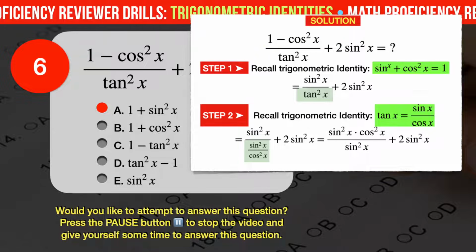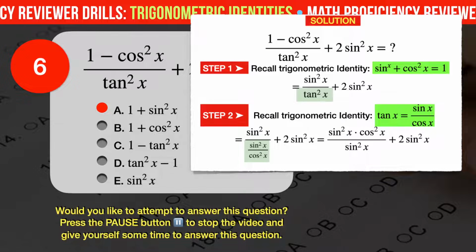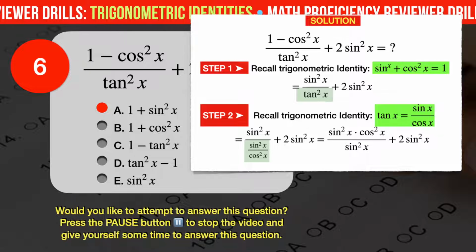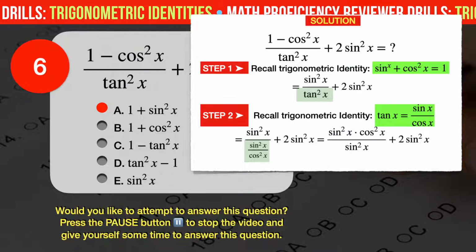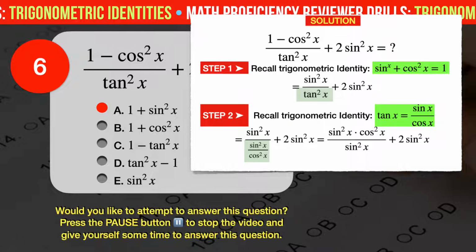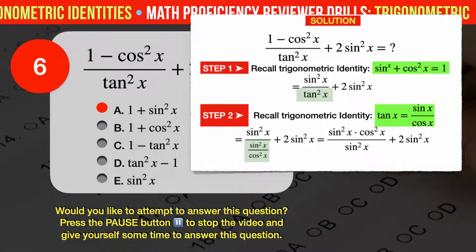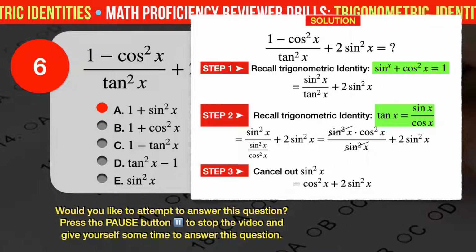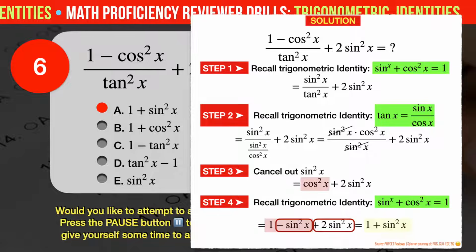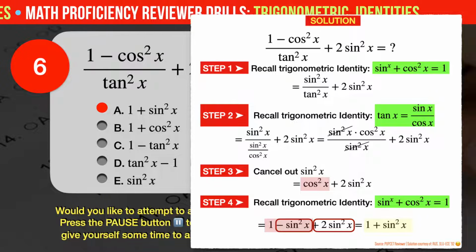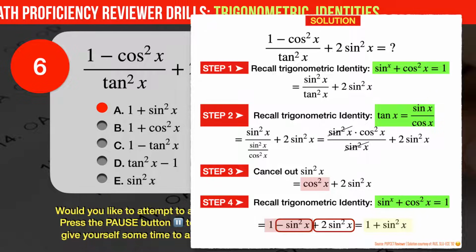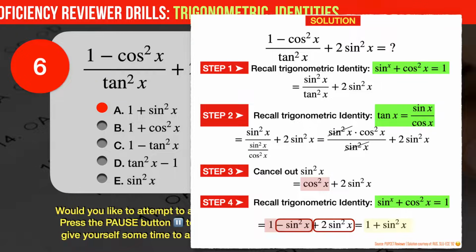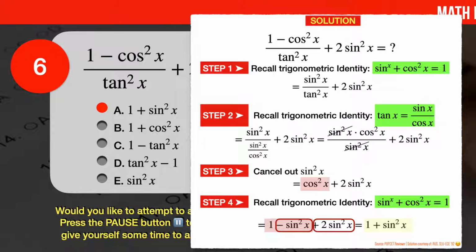Step 2. Recall the trigonometric identity, tangent x equals sine x over cosine x. Let's use this to substitute tangent squared x in the denominator of the first term, and then resimplify the first term, as shown. From here, we can see that we can cancel out sine squared x from the first term. We then use the same Pythagorean trigonometric identity that we used in step 1 to replace cosine squared x. Our expression should now read as 1 minus sine squared x plus 2 sine squared x. After adding like terms, our final answer should be 1 plus sine squared x.